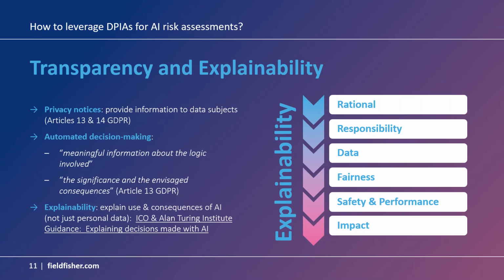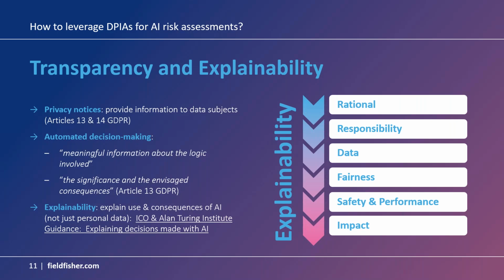And then you've got the safety and performance explanation, which is the explanation about the steps that have been taken across the design and implementation to maximize accuracy, reliability, security and robustness. And finally, the impact explanation: the impact that the use of the AI system and its decisions has or may have on an individual and on wider society.